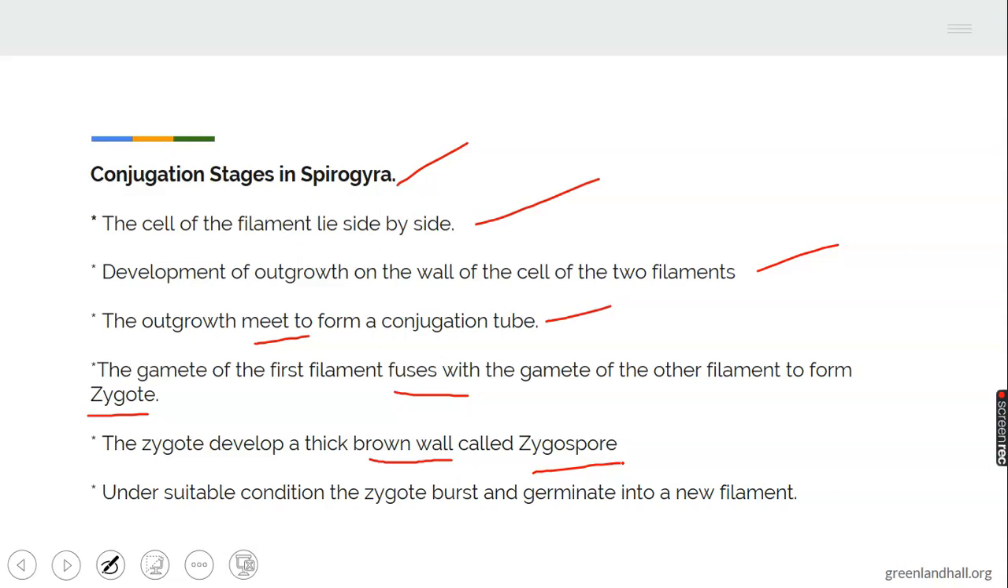Those are the processes. The cell filaments lie side by side. They develop an outgrowth on the cell wall of the two filaments. The outgrowths meet to form a what? A conjugation tube. That's where the two gametes meet. The gamete of the first filament fuses with the gamete of the other filament to form a zygote. The zygote develops a thick brown wall called zygospore. Then under suitable conditions, the zygospore will burst and germinate into a new individual.